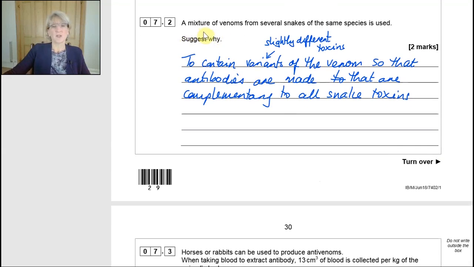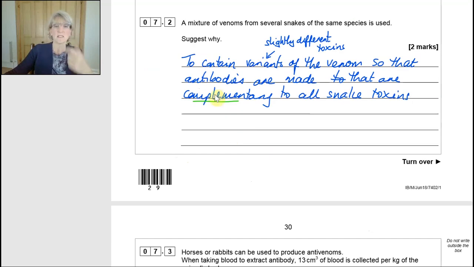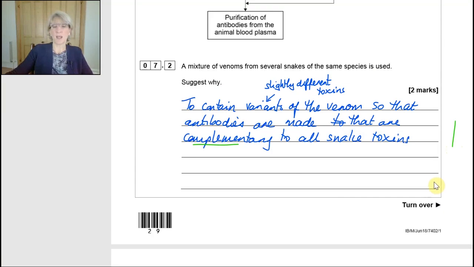Y is a mixture from several snakes to contain several different toxins, variants of the venom, so that antibodies are made that are complementary. I got to the end of this sentence and felt like I hadn't nailed the answer. And then I suddenly remembered that I'm talking about antibodies. I should use this term in my answer. Oh, I actually get that mark there. Different antibodies. I certainly got this one because it was that slight moment of genius that I needed. Yeah, see, I didn't say different antibodies. I don't know whether I'd have got that previous mark, but I would have got 1 mark out of 2.